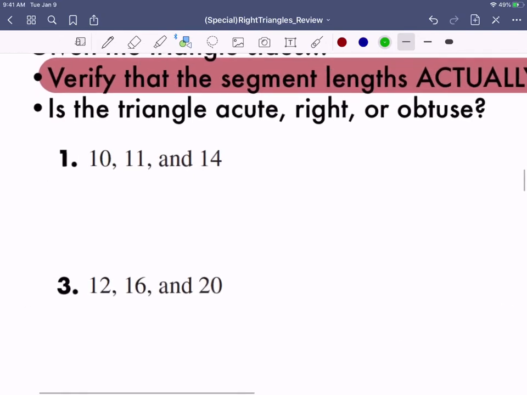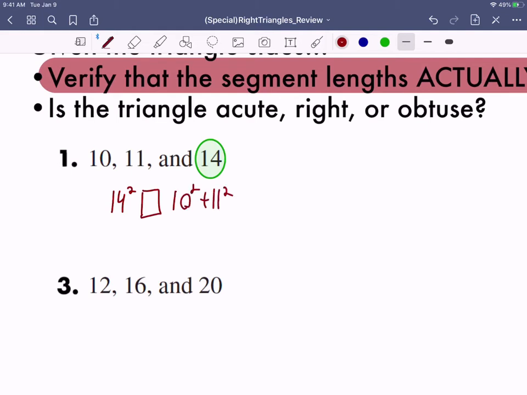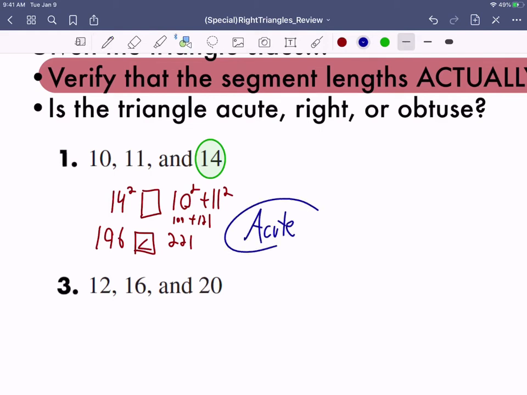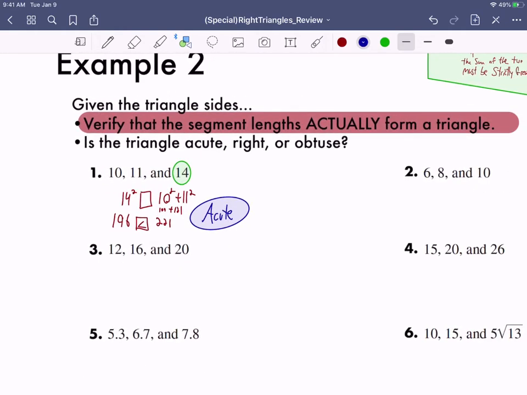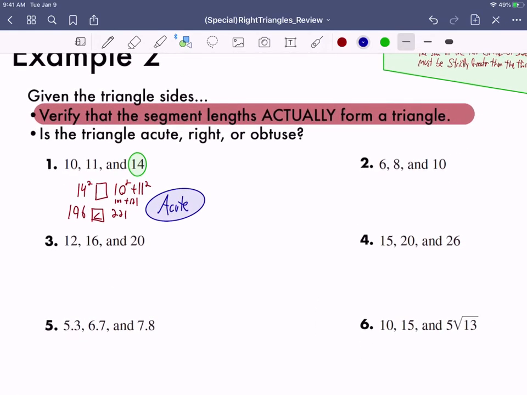All right, here we go. So let's put a ring around the longest side and then go. All right, so it's going to be 14 squared blank 10 squared plus 11 squared. So we're going to find out 14 squared, that's just going to be 196. And then 10 squared plus 11 squared, that's 100 plus 121, that's going to be 221. Now we know that this is less than, meaning our answer is going to be acute.